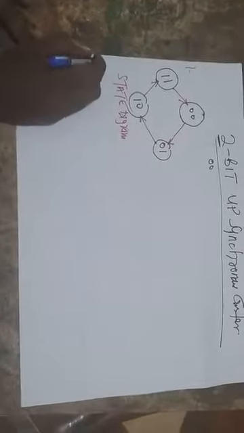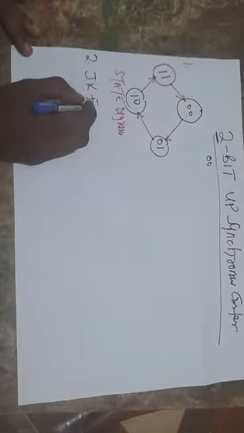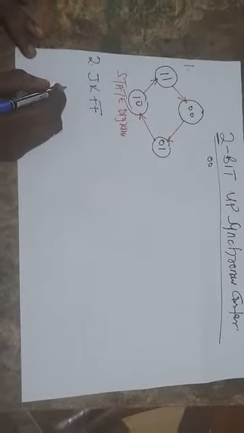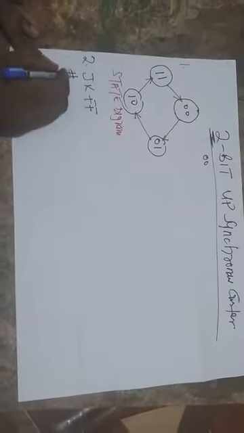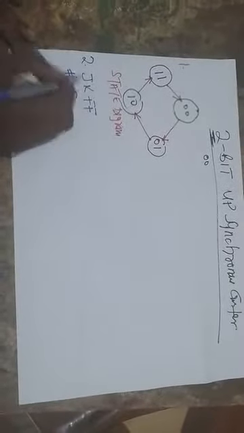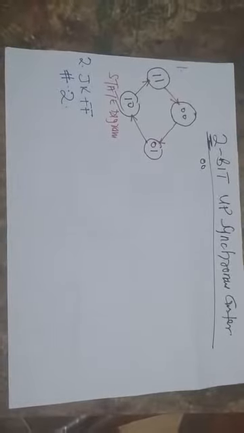Okay, now what type of flip-flop do you want to use? In this design, I'm going to use JK flip-flop. Because it's a 2-bit synchronous counter, the number of flip-flops that I'll need is what? 2. So I'll need 2 flip-flops in this design. Okay, so that is the second on our list.